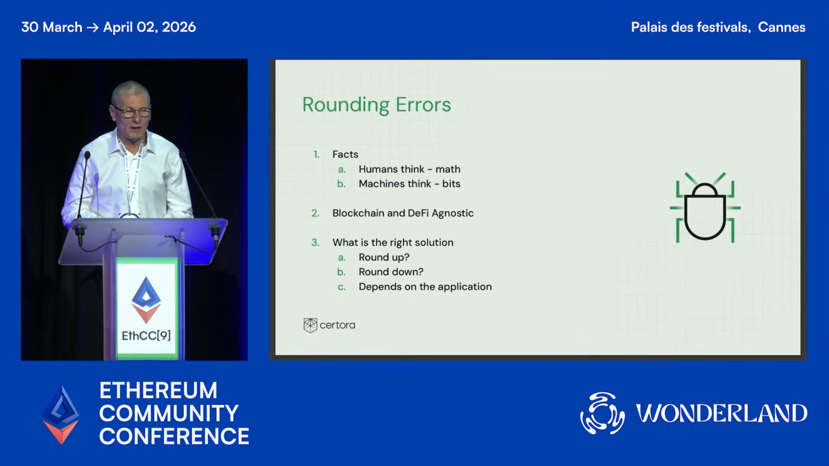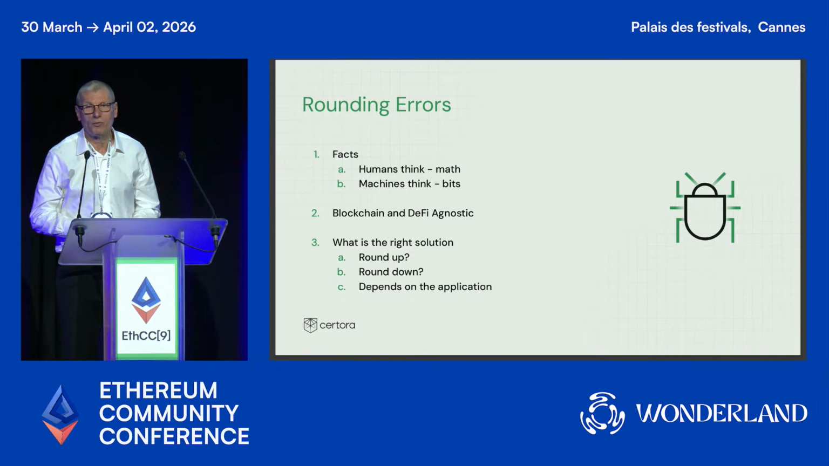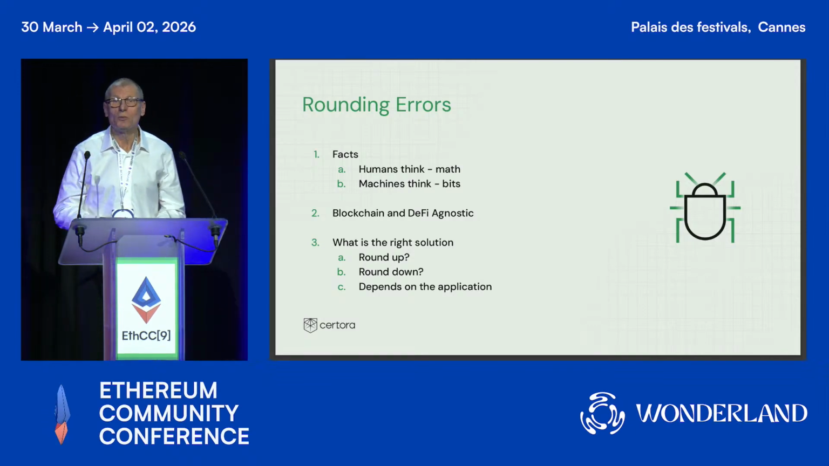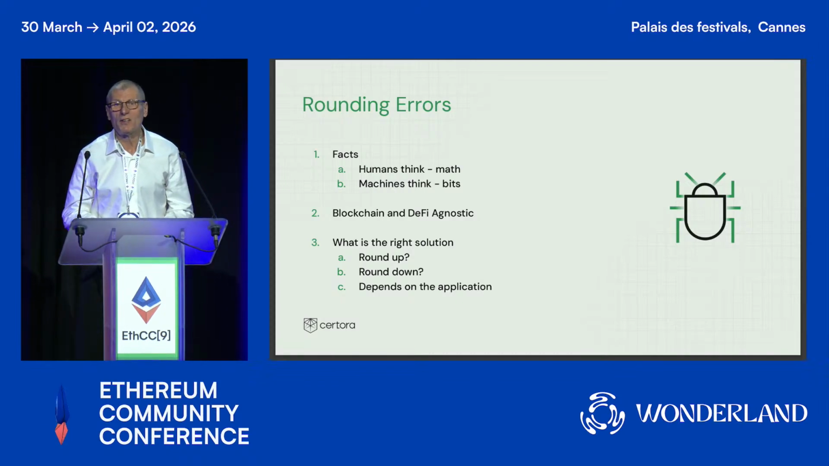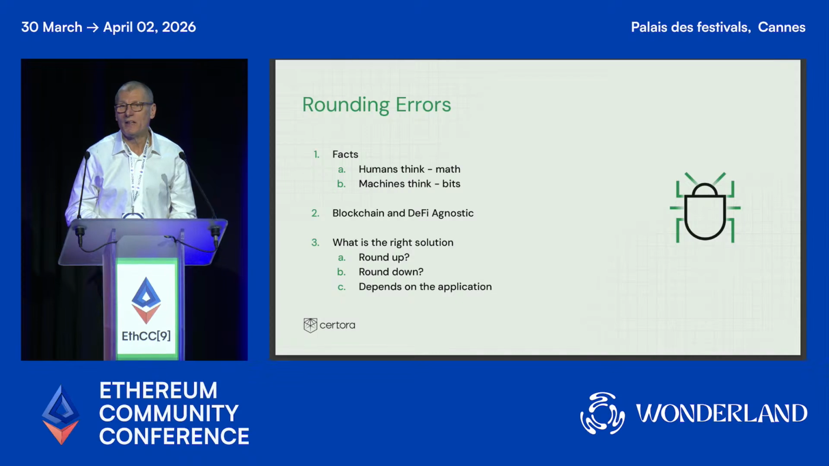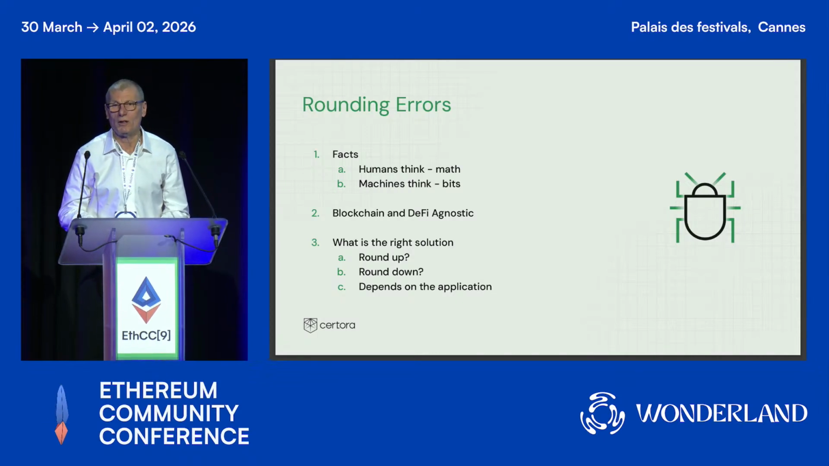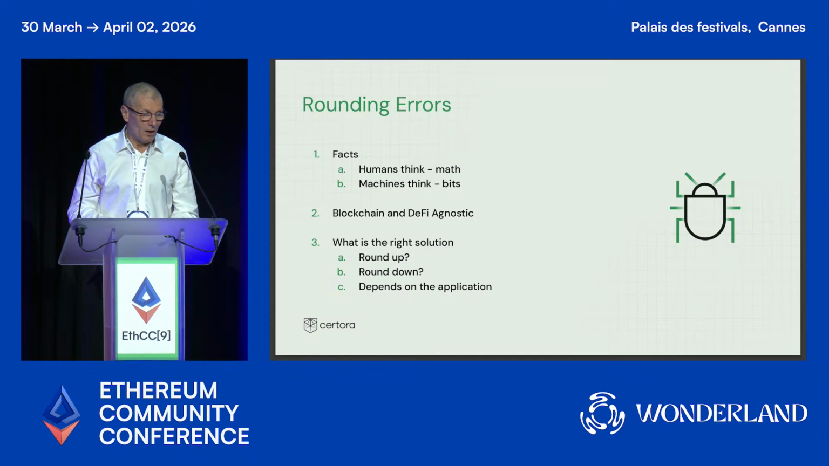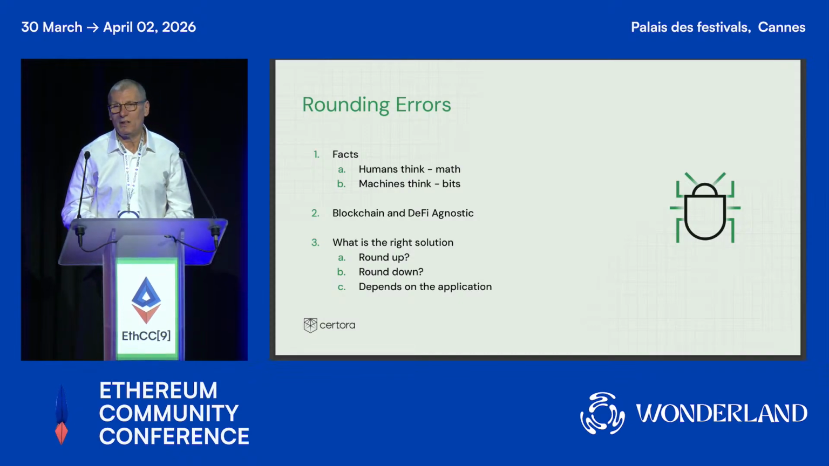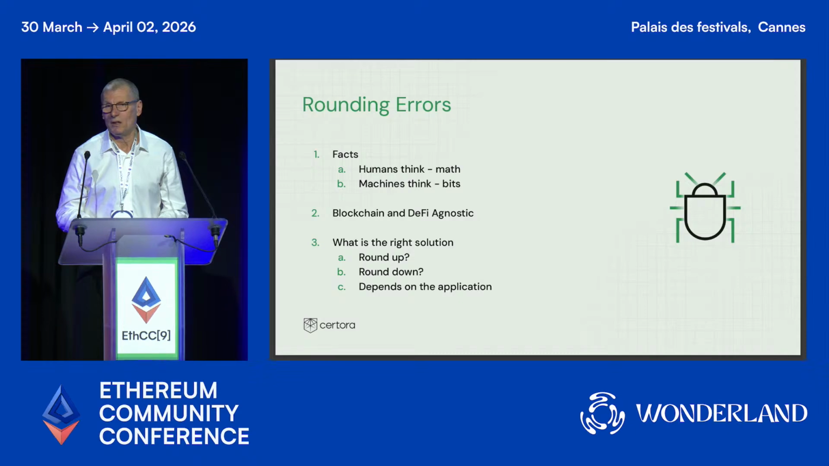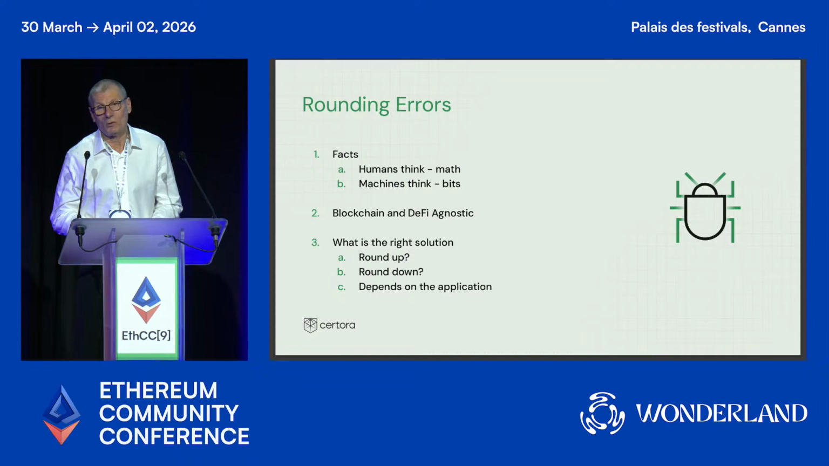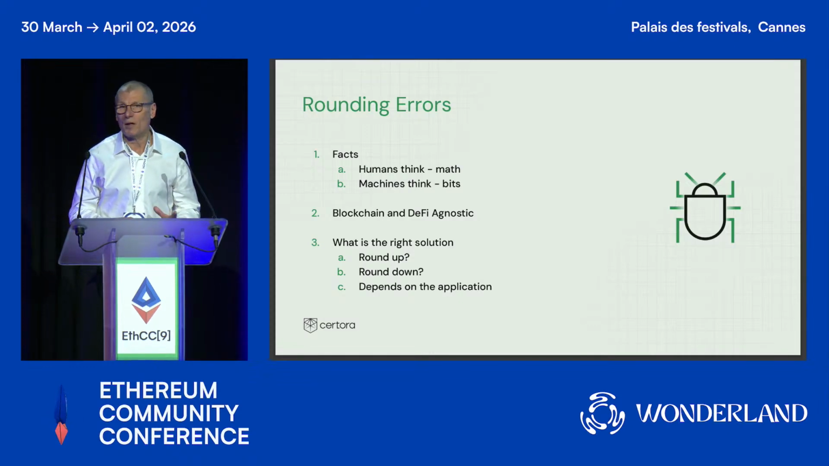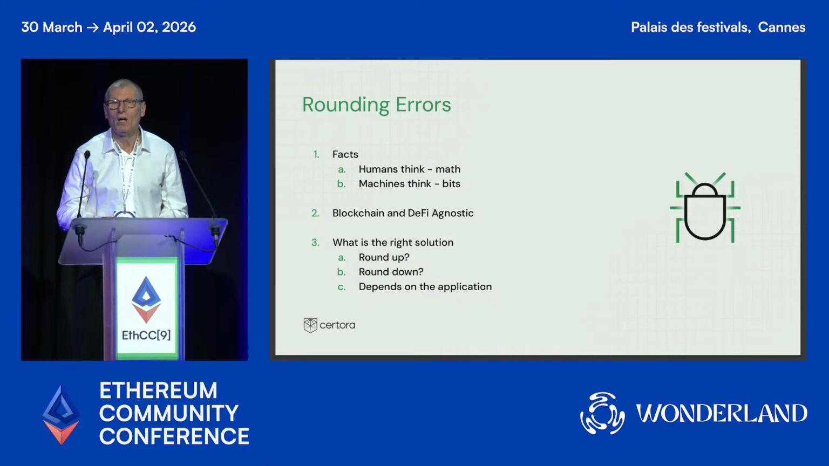And the problem in the area of crypto is very clear, but it's actually not specific to crypto. As humans, and in finance, we think about math. But in reality, computers, especially in the age of cryptography, think about bits. So there is a gap between the two, and this gap has nothing to do with blockchain or even decentralized finance. This gap leads to errors, and these errors are very tricky in cryptocurrency. The question is, what do you need to do? Do you need to round up? Do we need to round down? Sometimes the answer really depends on the application, and there is no single solution.